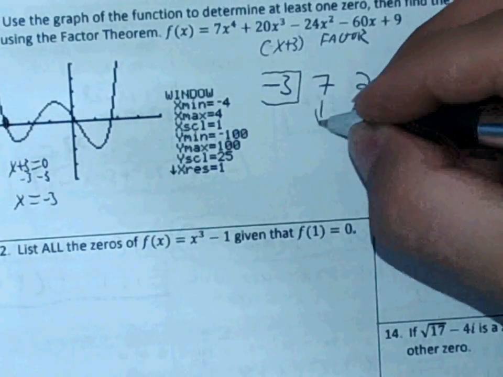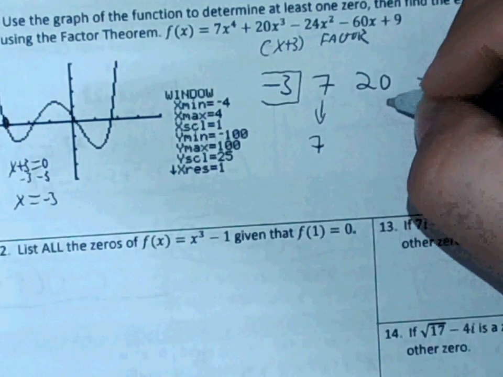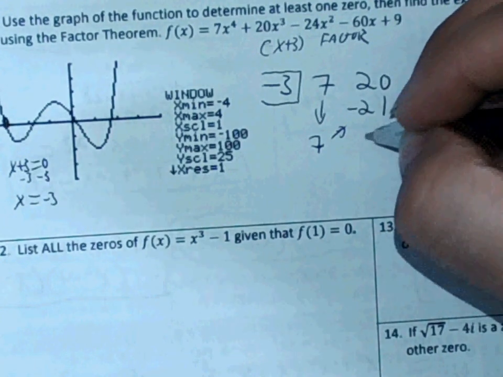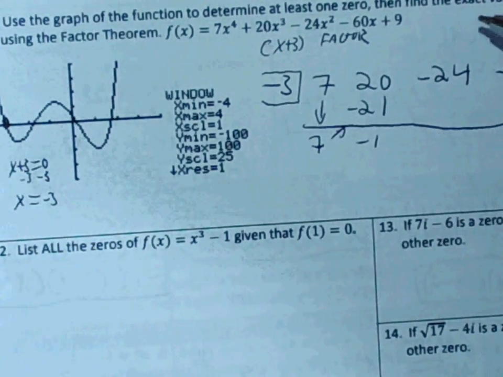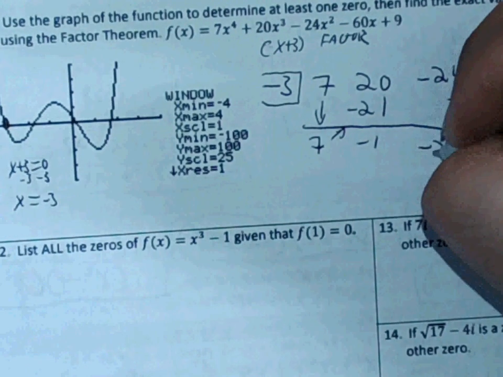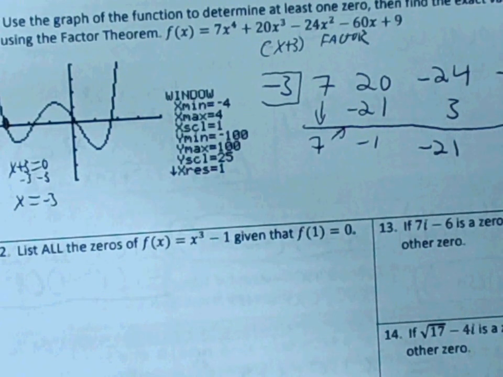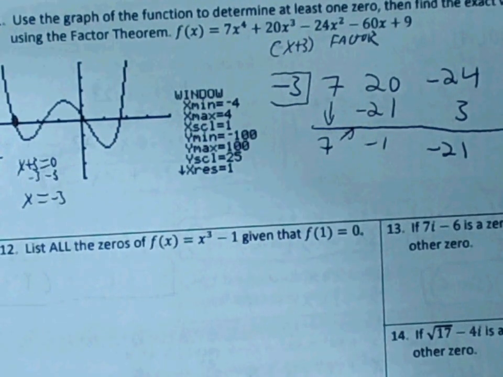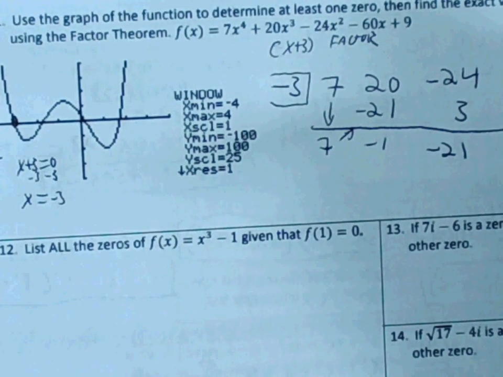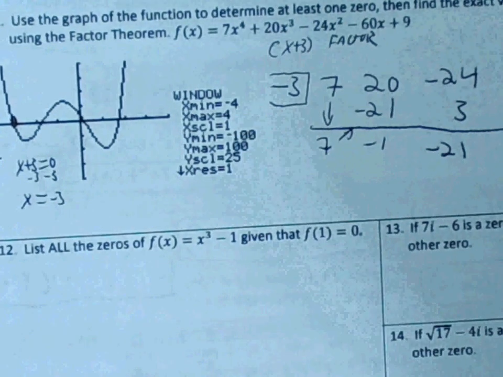I'm going to use synthetic division. Bring down the 7. 7 times -3 is -21. 20 minus 21 is -1. -1 times -3 is 3. -24 plus 3 is -21. -21 times -3 is positive 63. -60 plus 63 is, sorry, 3, and 3 times -3 is -9. Negative 9 plus negative 9 is 0, okay? So that also shows as a factor.